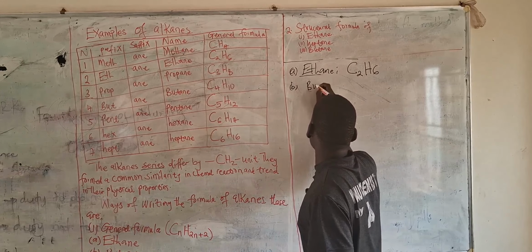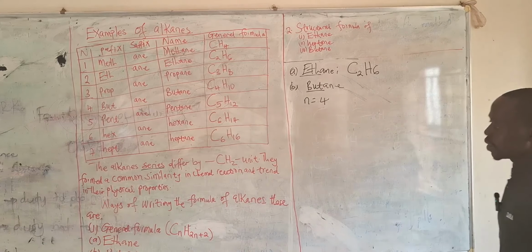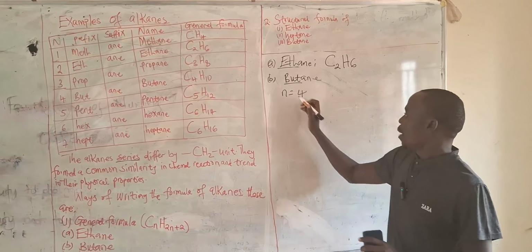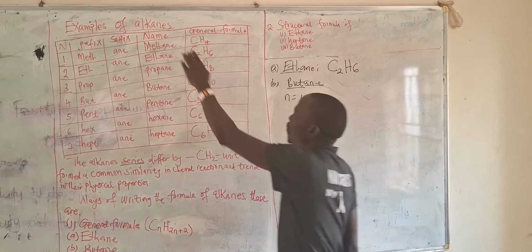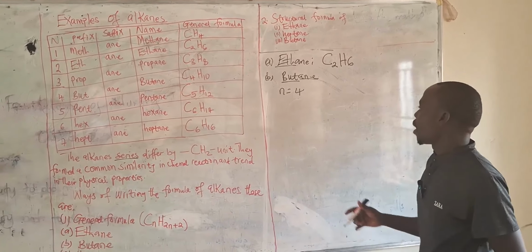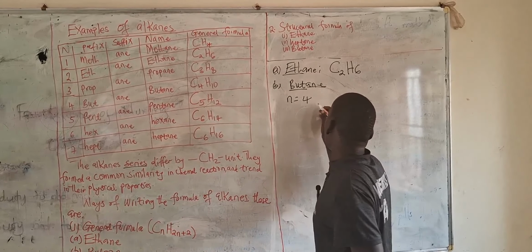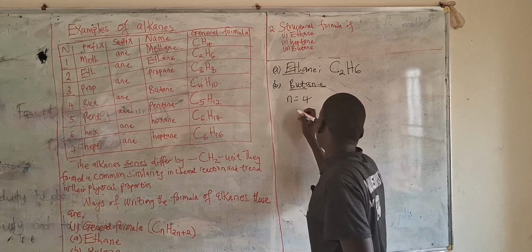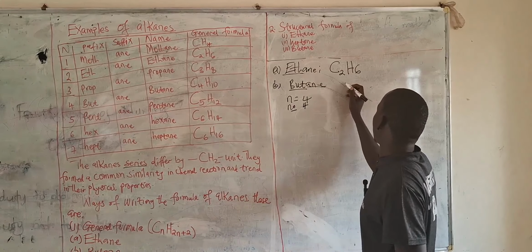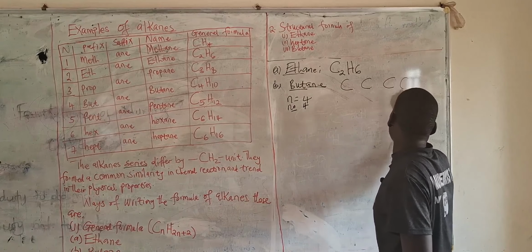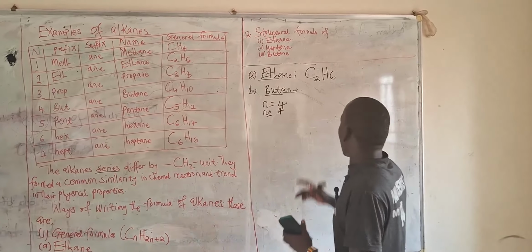Similarly, let's come to the one for butane. When you say butane, the moment you see but, that means the number of carbon atoms is 4. This is very critical, you need to pay attention. The number of carbon atoms is 4. Then this part means they are under alkanes, and if they are under alkanes, we shall have a single bond between the carbon atoms. So here, N is given to be 4, which means the number of carbon atoms is also 4, so I will say 1, 2, 3, 4.